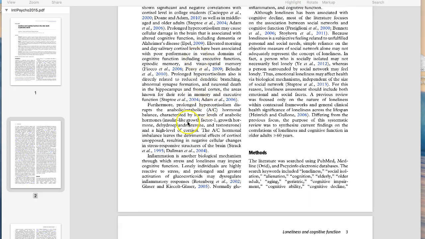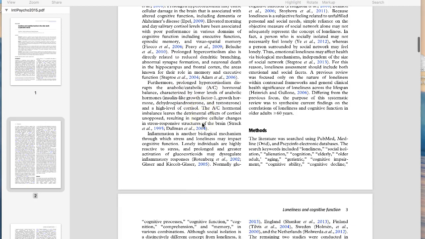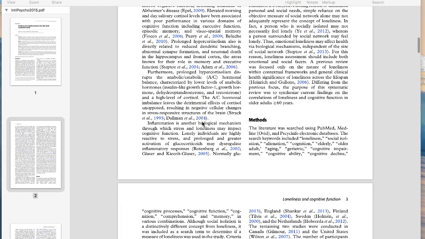I'm still talking about here the HPA axis and the implications of the prolonged hypercortisolism and how that relates to the anabolic catabolic hormonal balance, and how that can have detrimental negative cellular changes in the brain. And then I'm going on to talk more about inflammation and how inflammation and loneliness are correlated.